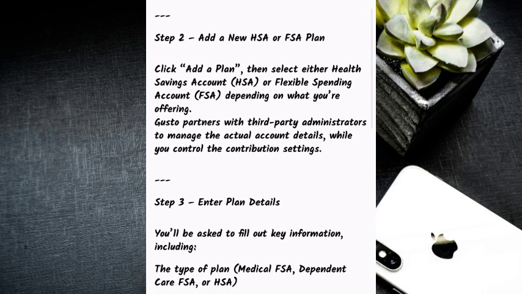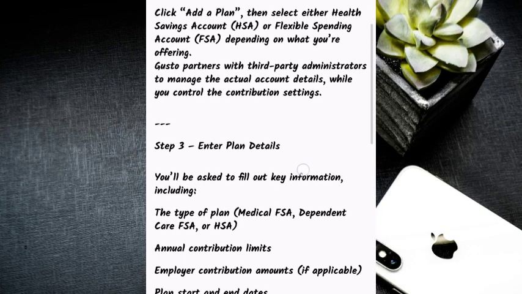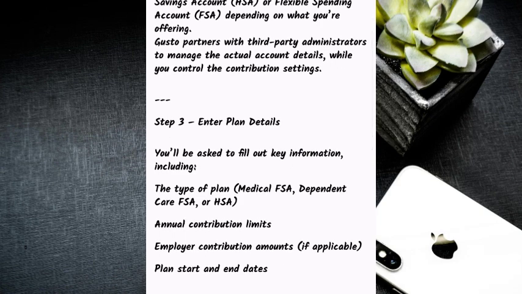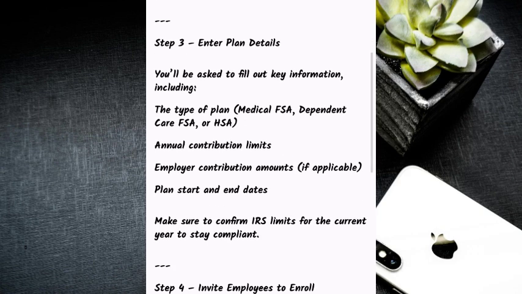Step 3, enter plan details. You'll be asked to fill out key information, including the type of plan, as well as annual contribution limits, employer contribution amounts, and plan start and end dates. Make sure to confirm IRS limits for the current year to stay compliant.